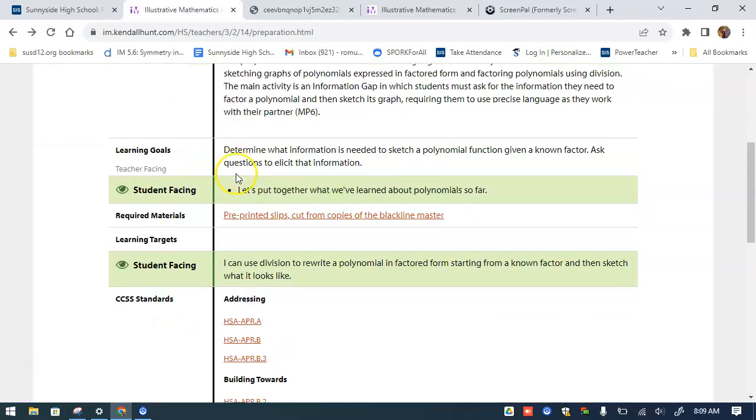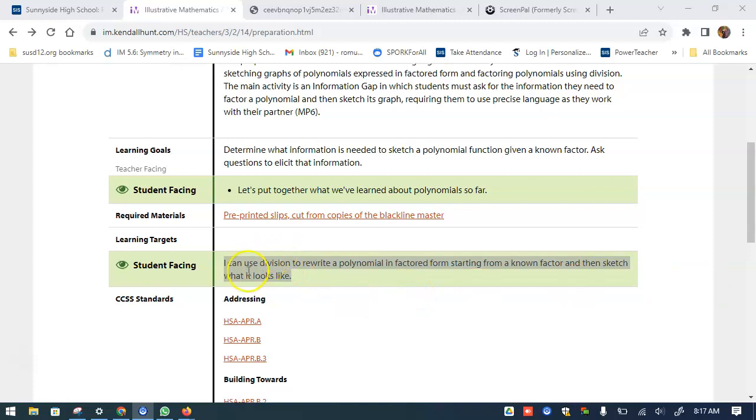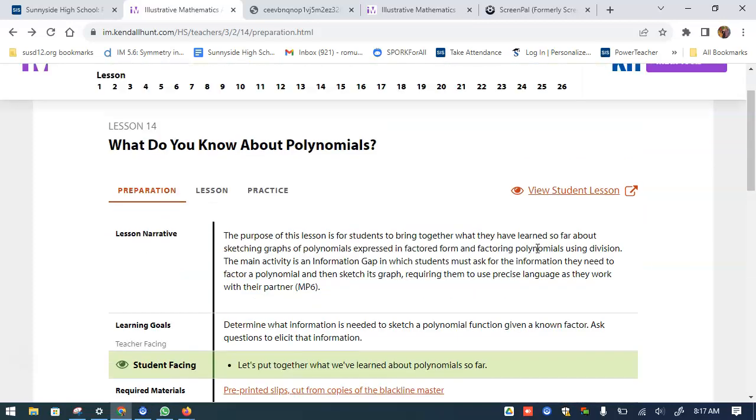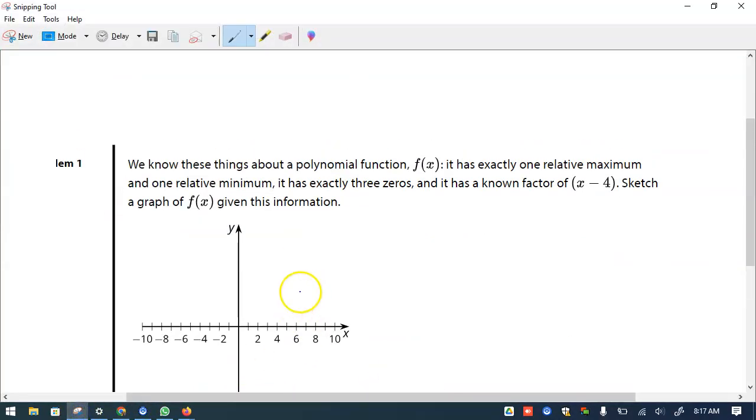So let's put together what we have learned about polynomials. I can use division to rewrite polynomials in factor form, starting from a known factor, and then sketch what it looks like. So I will dive directly into the practice problems, the very first one, lesson number 14.